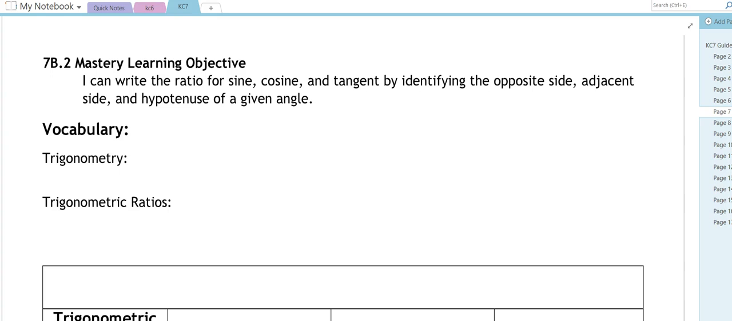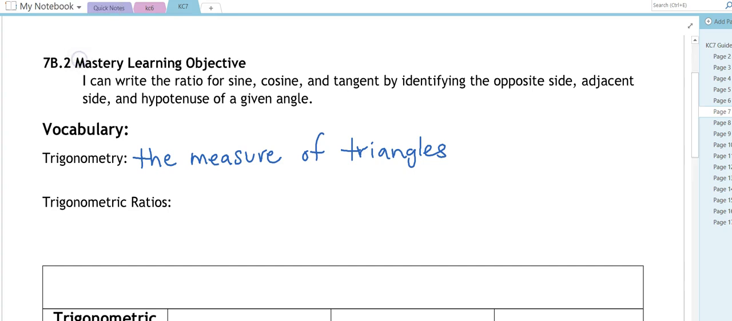So our first vocabulary word here is trigonometry. Trigonometry is the measurement of triangles.